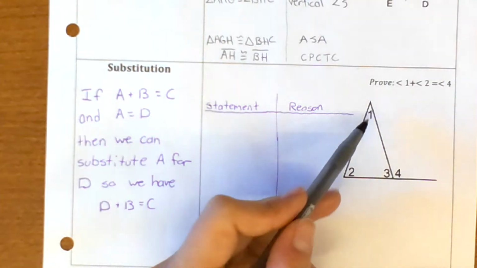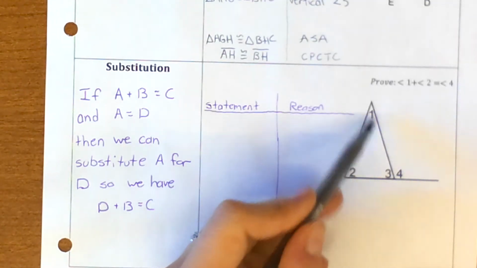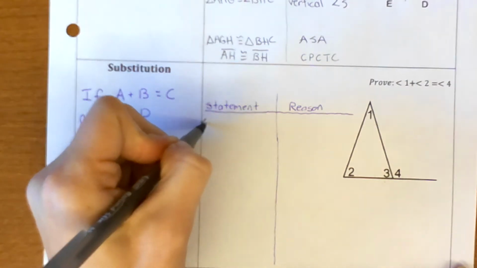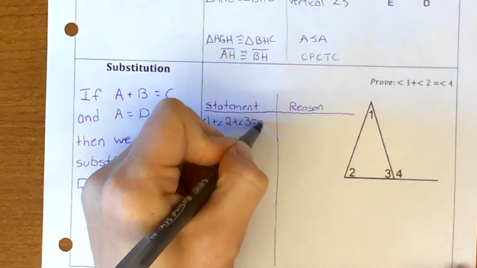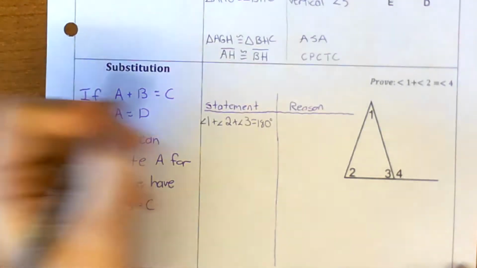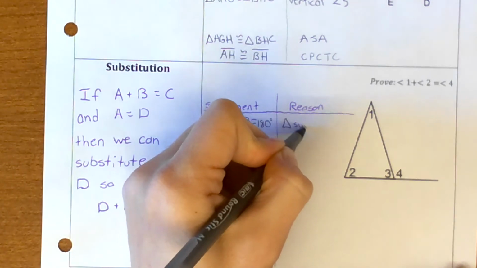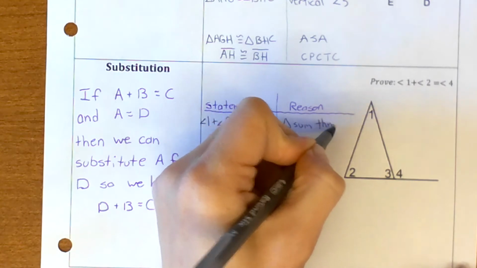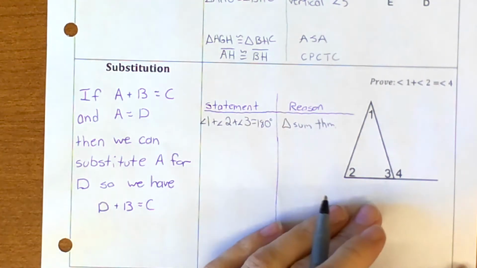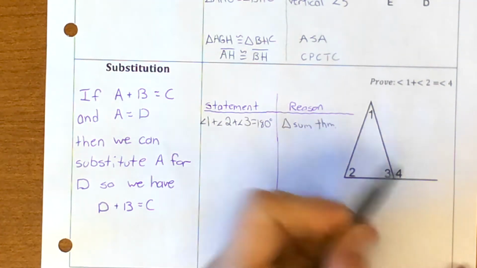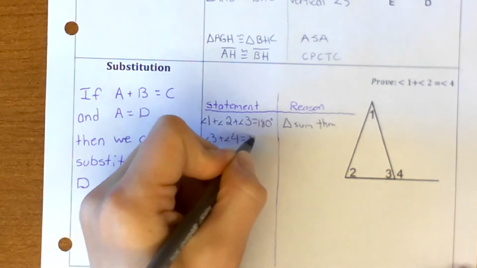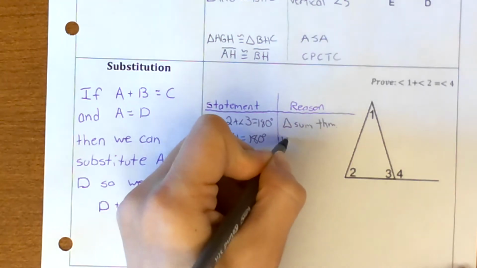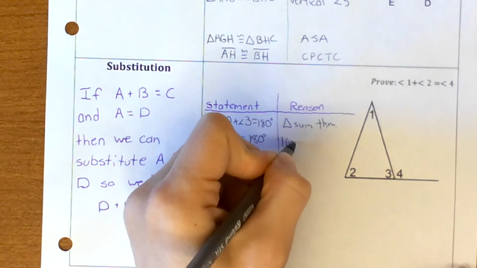Now there's no given, but if I look at this triangle, I know that angle 1 plus angle 2 plus angle 3 equals 180 degrees. And we know that because of the triangle sum theorem. That's one fact that I can pull from this. The second fact is right here. I see I have a linear pair. Angle 3 plus angle 4 also equals 180 degrees. Definition of linear pair.